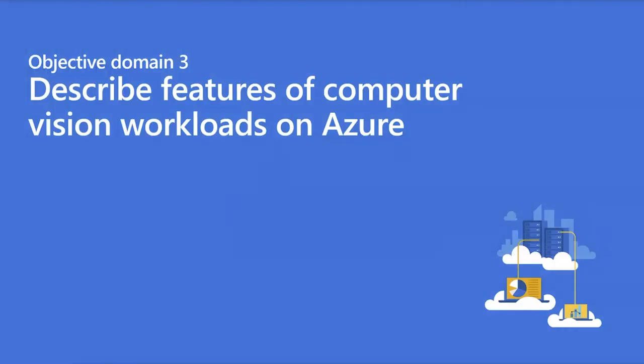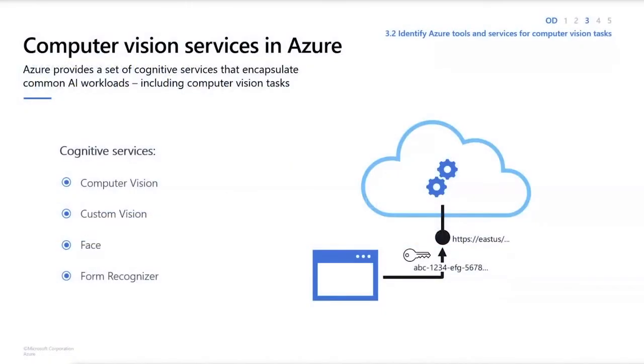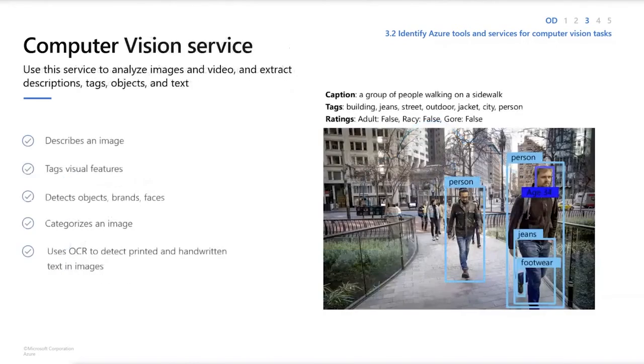All right. So let's go ahead and find out a little bit more about our second area, which is going to be covering Azure tools and services for computer vision tasks. Now, we already learned in our other objective domains that Azure is providing a set of cognitive services, and this has a number of different common AI workloads, and that includes some of our computer vision tasks. So Microsoft Azure provides a couple different services that can help you create computer vision solutions. We have computer vision, custom vision, face, and form recognizer. And I'm going to cover each of these in a little bit.